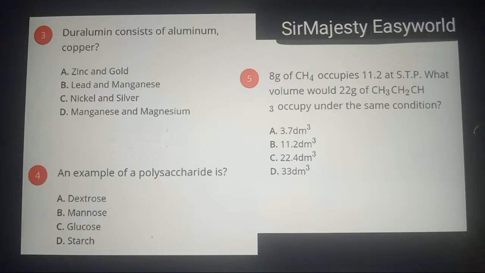So magnesium and manganese joined with aluminium and copper makes duralumin. It's an alloy used for making the body parts of aircraft because it's lighter in weight and I think it resists stress. Then an example of a polysaccharide is D. The starch is a good example of polysaccharide.